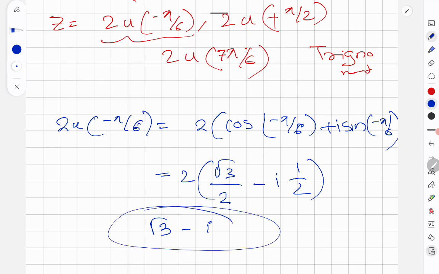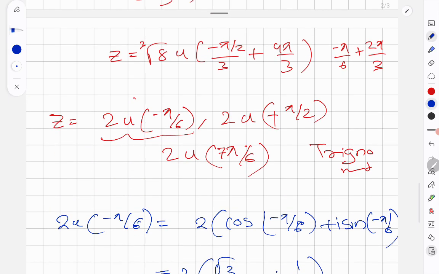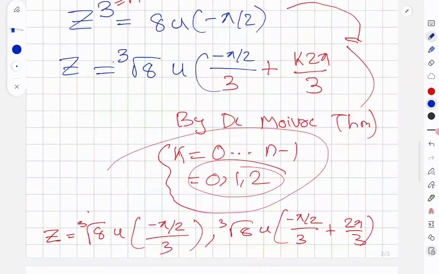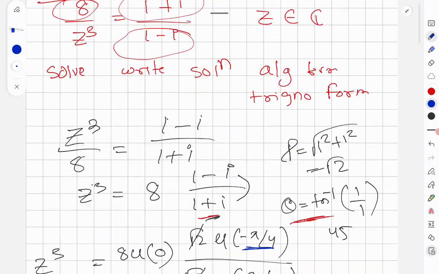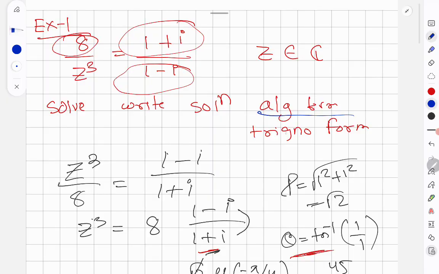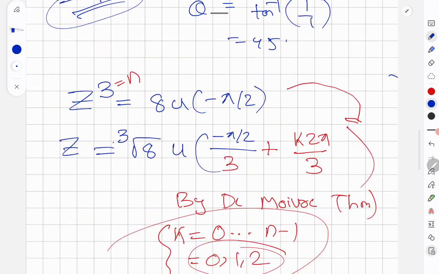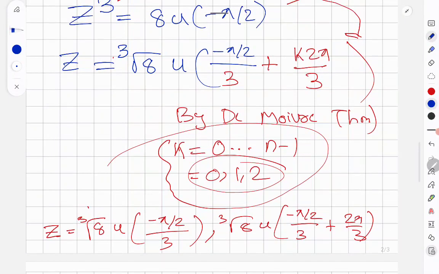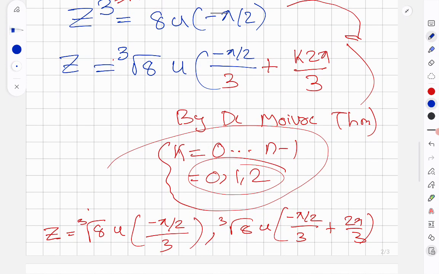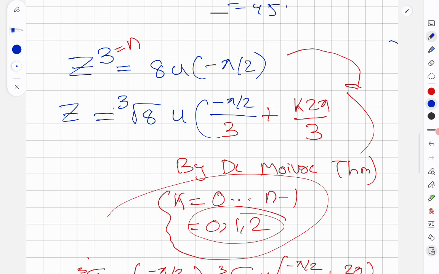Was this a new question? The question was find the solution in algebraic form, in trigonometric form. First, we converted everything to trigonometric form. We solved it. We got the trigonometric solution first, which was 0, 1, 2. Why did we do the trigonometric form directly from the beginning? Because we saw something cubed. With algebraic, it would have been extremely difficult, because we have De Moivre's theorem.